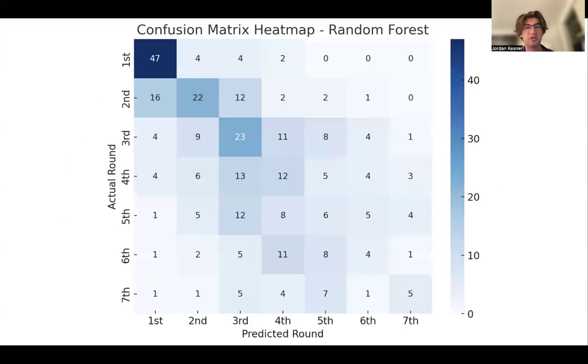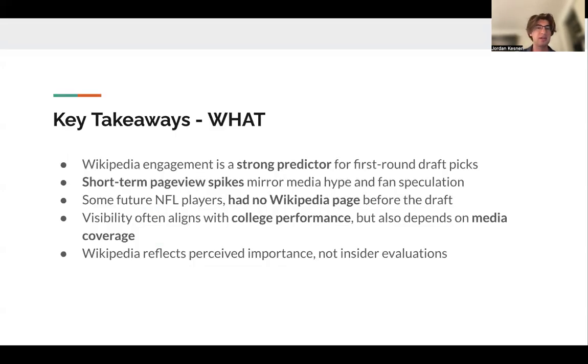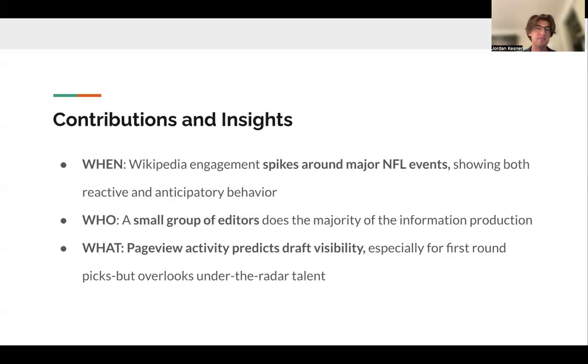Here you can see some of the feature importance. And this is for the multi-class, showing the different predictions made by the model. The key takeaway is that Wikipedia engagement is a strong predictor of first round picks. Some NFL players don't have Wikipedia pages before the draft, so it's hard to evaluate these players. So Wikipedia reflects perceived importance, but maybe not insider evaluations.